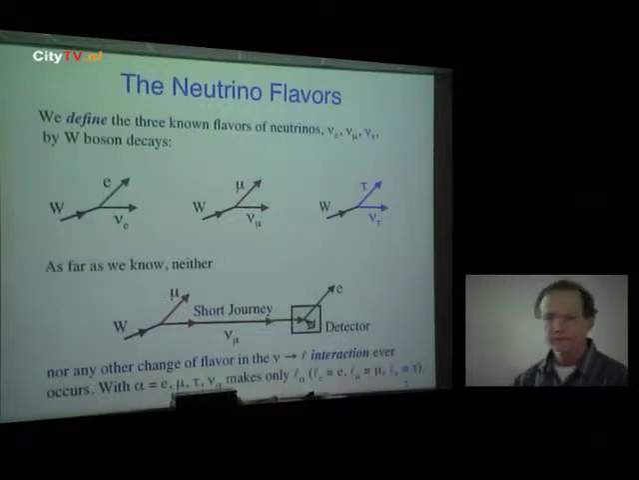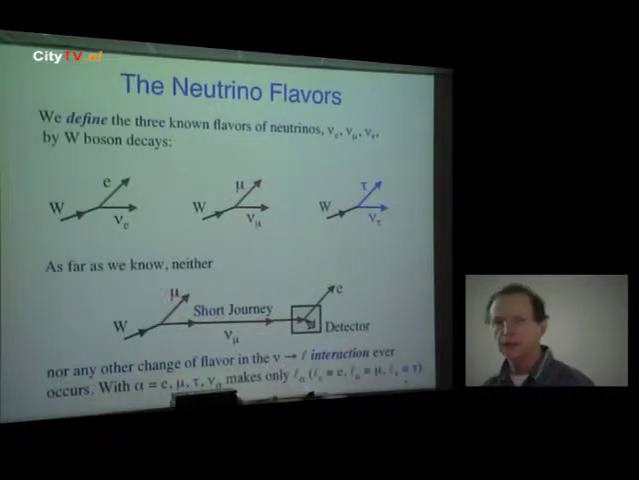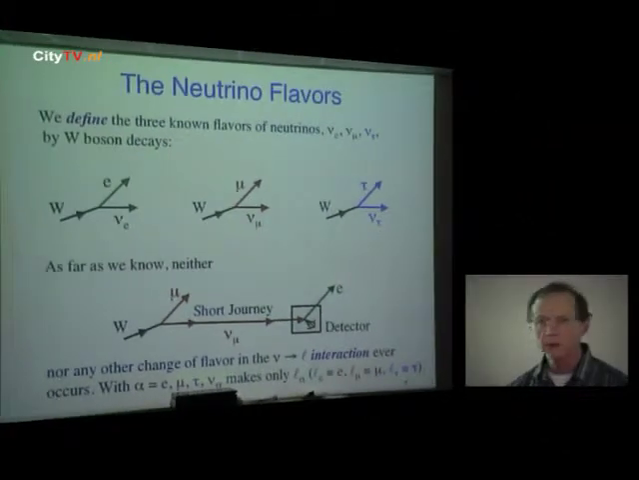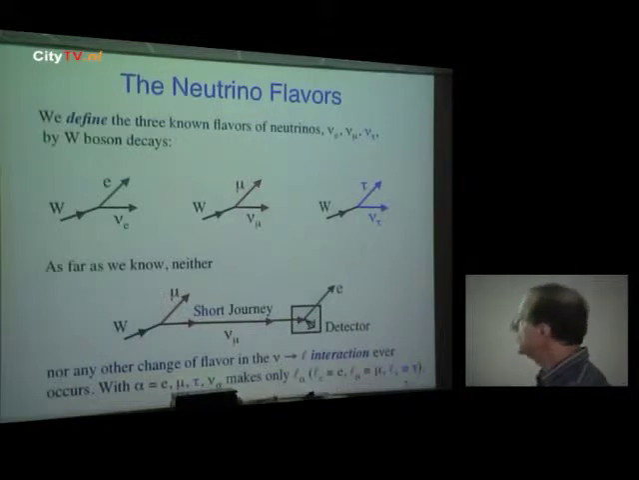Now, as far as we know, if you have a neutrino born this way, for instance with a muon, so it's by our definition a muon neutrino, and it quickly interacts in a detector before it has time to change into anything else, it never creates a charged lepton except that the charged lepton has the same flavor as the one with which the neutrino was born. If a neutrino is born with a muon, then when it interacts quickly, it makes only another muon. The nu mu makes mu, the nu E makes E, the nu tau makes tau.